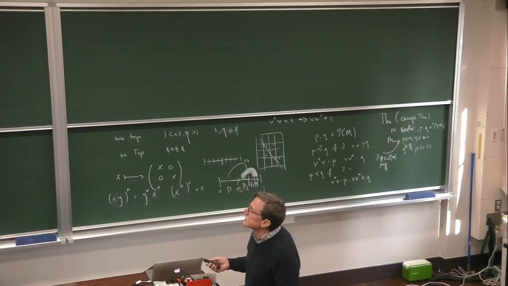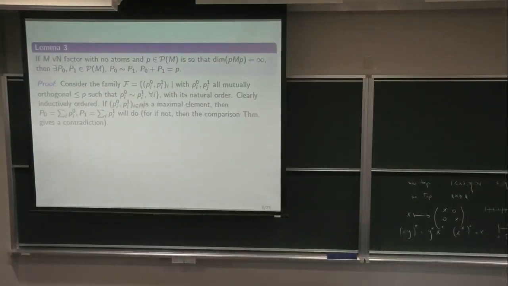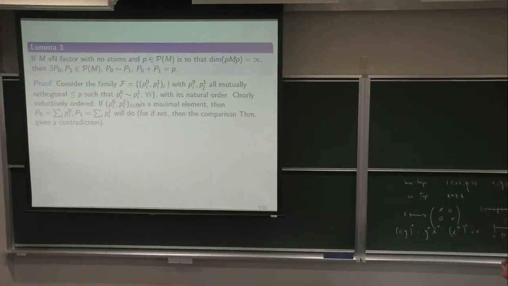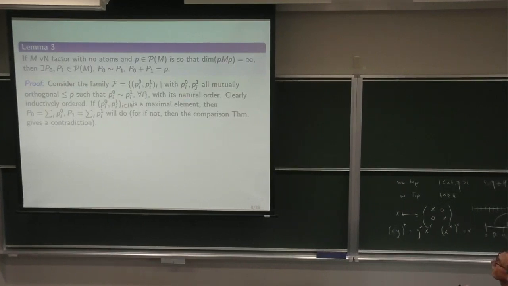So it's an exercise. The third lemma is that if you have a von Neumann factor, I don't even need the finiteness property here, just that it has no atom, so it's not a B of H, and you take a non-zero projection P, then you can split it in two. Sorry, the earlier statement was redundant because I had another version. And here is the proof.